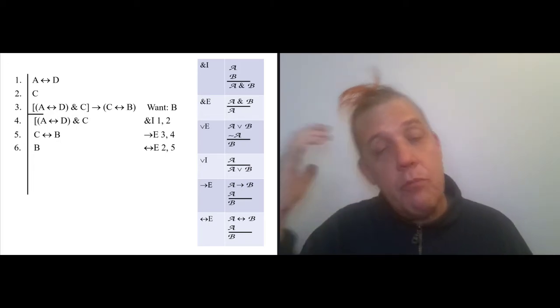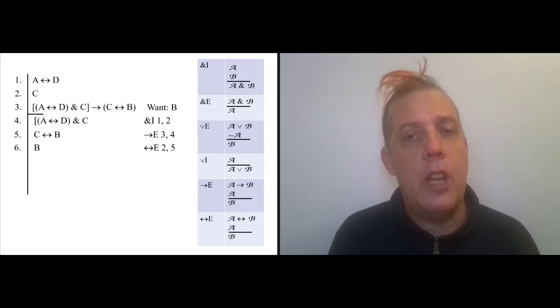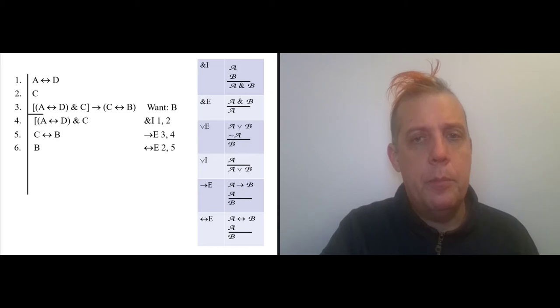Okay. And we're done, right? So the last line of the proof is what was in our want line. That's how we know we're done. We got what we wanted.